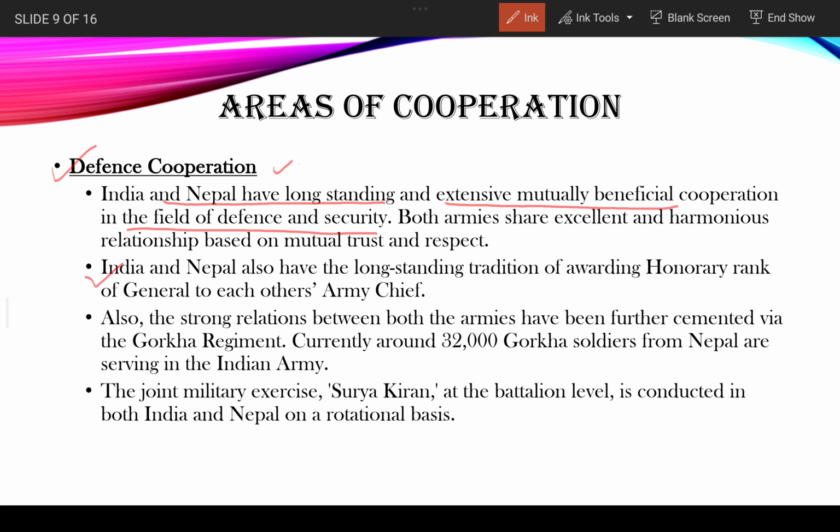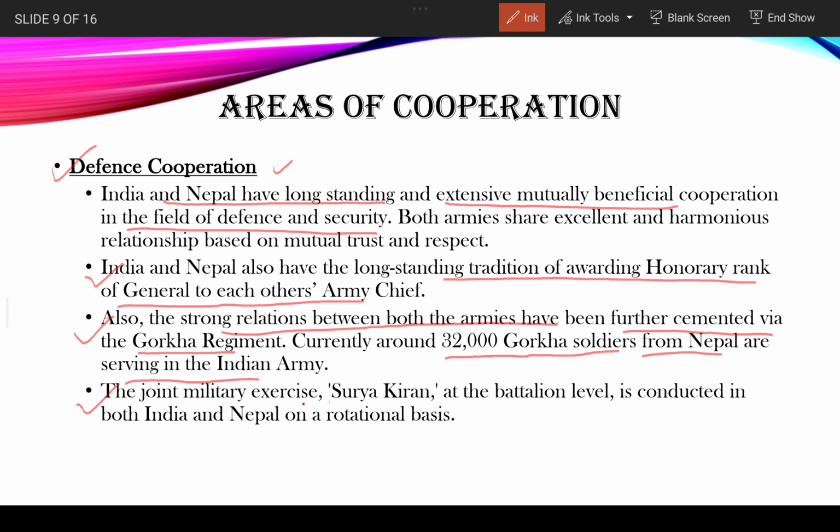India and Nepal have a long-standing tradition of awarding honorary ranks of general to each other's army chief. Strong relations have been further cemented via the Gorkha regiment. Currently, around 32,000 Gorkha soldiers from Nepal are serving in the Indian Army.